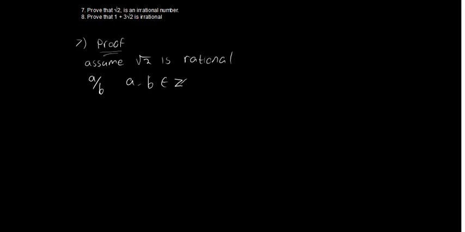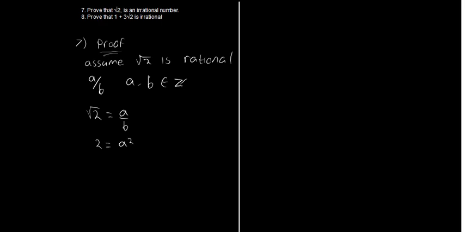We begin by saying square root of 2 is equal to a over b, because in this case we've assumed that square root of 2 is rational. Then we square both sides, so we have 2 is equal to a squared over b squared, which then gives us 2b squared is equal to a squared. Now this shows that a squared is even.